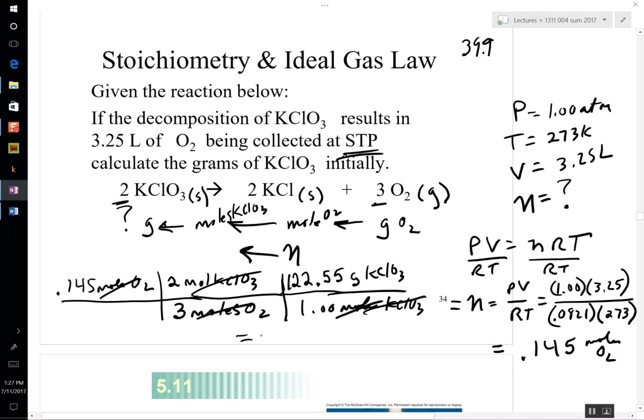All right, so see, you didn't need to figure out the grams of oxygen because the ideal gas law was taking us right to moles of oxygen. And you can relate moles of oxygen to moles of KClO3 to grams of KClO3. So what do we get, about 11.8? 11.8 grams of KClO3.